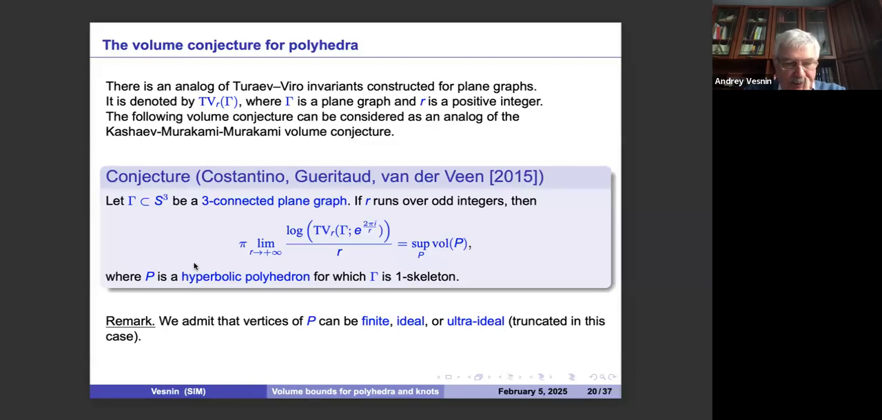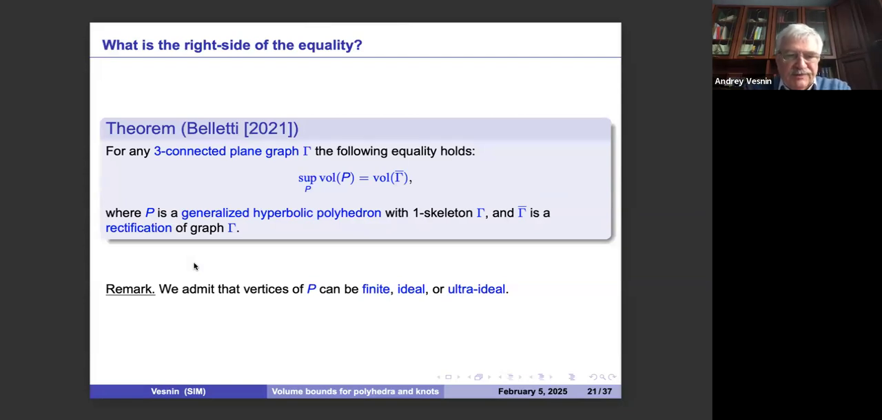And what I want to remark here is that we consider polyhedra with finite vertices, infinite or ideal vertices, and also so-called ultra-ideal vertices, which are out of hyperbolic space in some projective model. In this case, we consider truncation of the corresponding vertices. Let me show the relation between this conjecture and our ideal right-angled polyhedra. So we can ask what is the right part of this equality, what is this supremum of volume, and we proved quite recently that this supremum is exactly the volume of some polyhedron which we call the rectification. Let me explain what it means.